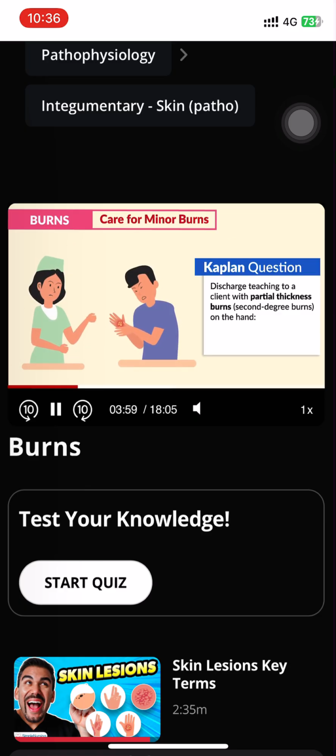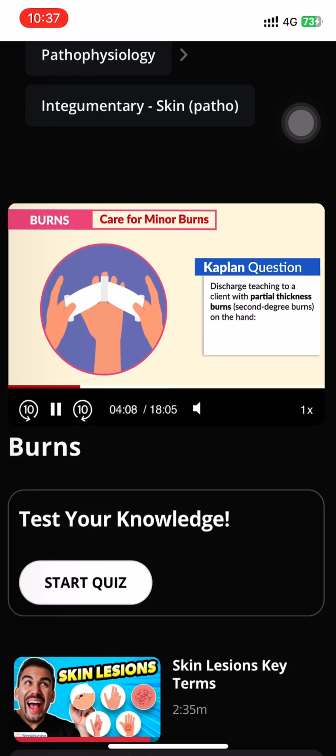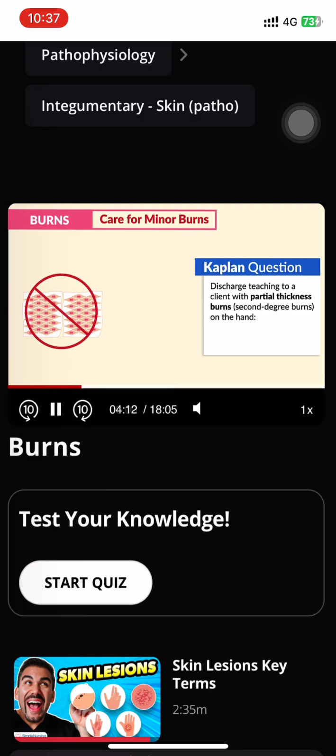Now for Kaplan, they mention discharge teaching to a client with partial thickness burns, or second degree burns, on the hand. We wrap the fingers with individual dressings. This is done to prevent tissues from sticking together and causing further damage.